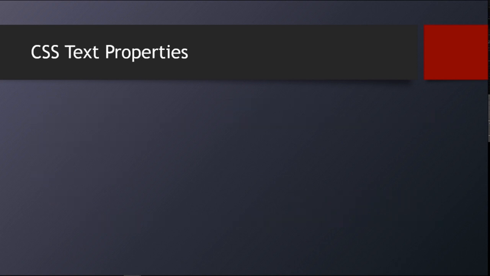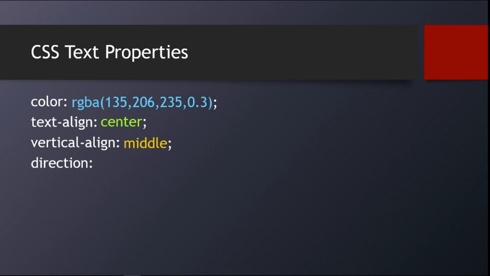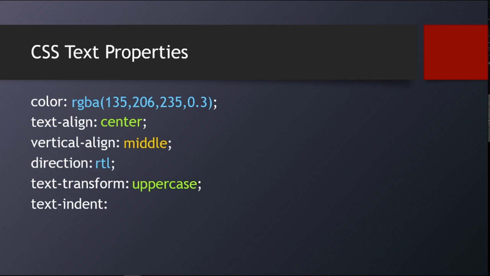Now for CSS text properties. There are a lot of text properties. One very popular and familiar one is the color, of course. Another is the text align, which deals with horizontal alignment, while the vertical align is responsible for the vertical alignment. The direction property lets you position the text either from left to right or right to left. Another common property would be the text transform, which lets you convert your text to all caps or just capitalized words. Text indent lets you define indentions.